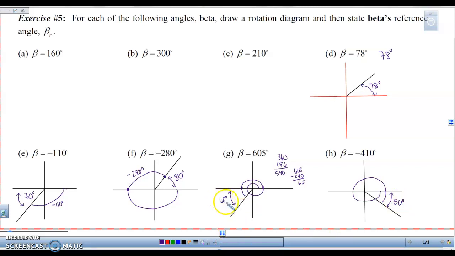Okay, so that gives me an idea of reference angles and rotational diagrams. You need to know which way to rotate when it's positive and negative, and how to figure out what the measurement is.